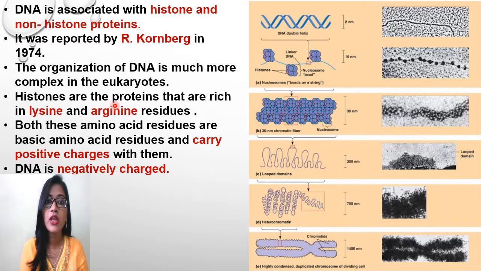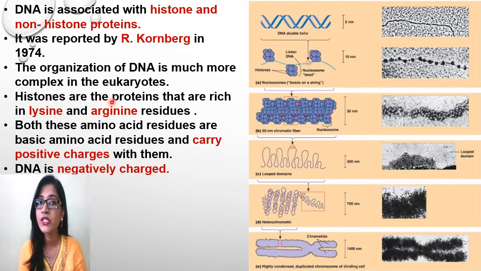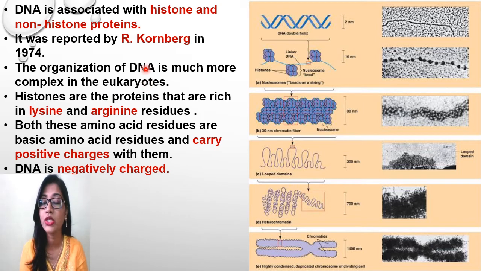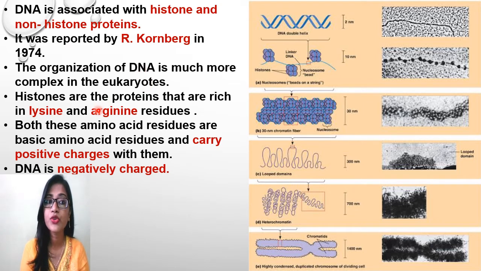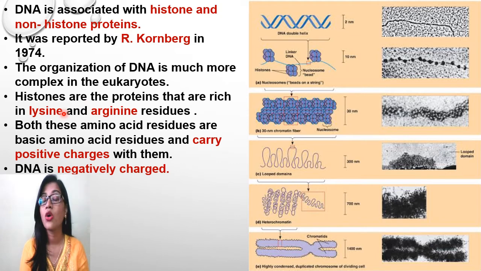Histones are proteins that are rich in lysine and arginine residues. Now these names are very important. If a question is asked on the packaging of eukaryotic DNA, then of course you have to mention the histone and non-histone proteins. You have to mention the complexity of the DNA organization in the eukaryotic cell, and of course you have to mention that histone proteins are rich in lysine and arginine residues. Now, why is mentioning this important?